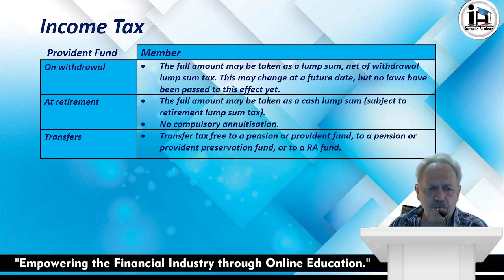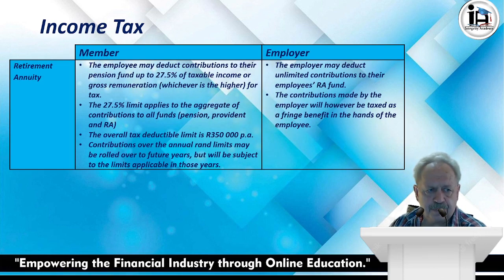At retirement, the full amount may be taken as a cash lump sum, subject to retirement lump sum tax, which is the 500,000. No compulsory annuitization. So it's up to the member what he does with the money and whether he wants to invest it in a monthly pension. Transfers can be done tax-free to a pension or provident fund, to a pension or provident preservation fund, or to a retirement annuity fund.